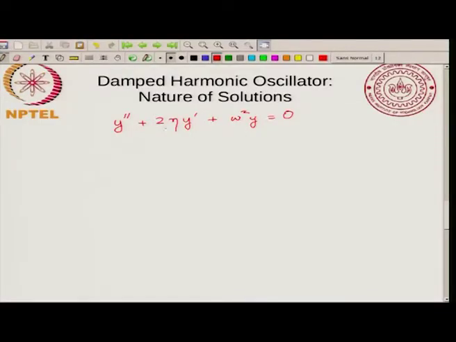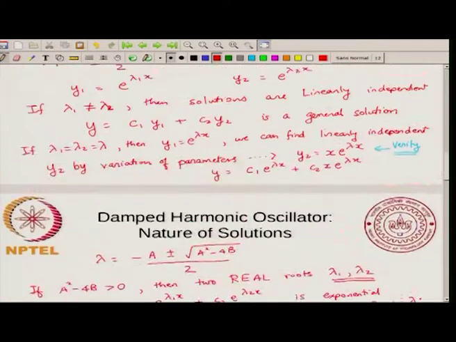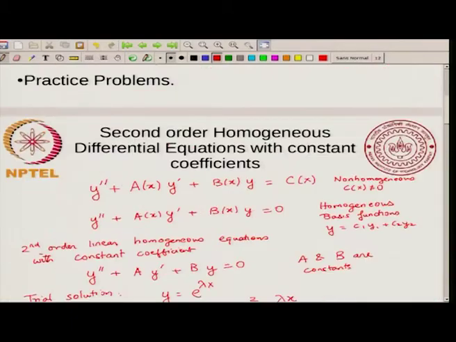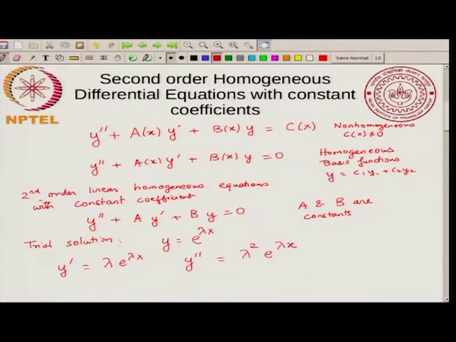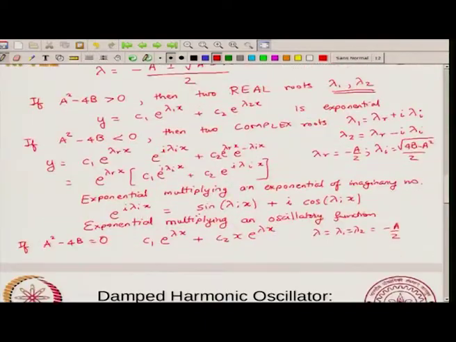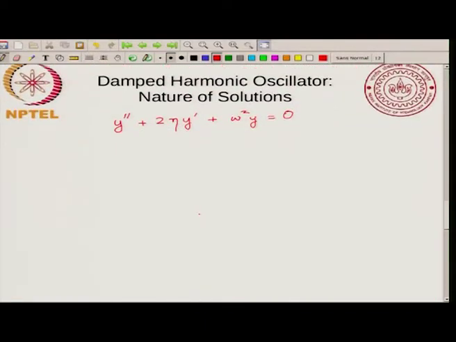Now, this is exactly of the form of the second order differential equation with constant coefficients that we had before. Instead of a you have 2 eta, and instead of b you have omega square. The reason we put omega square is because we want this quantity to be strictly greater than 0. Now, there are 3 possible cases.